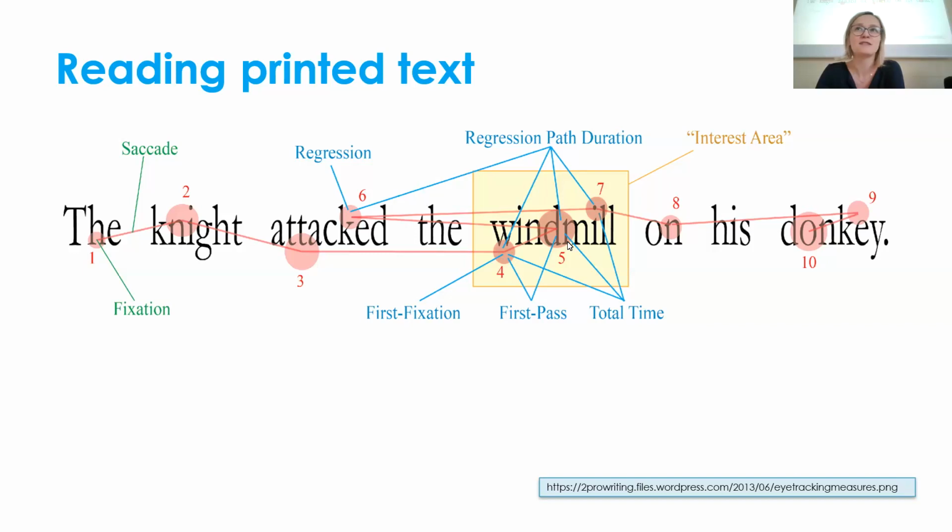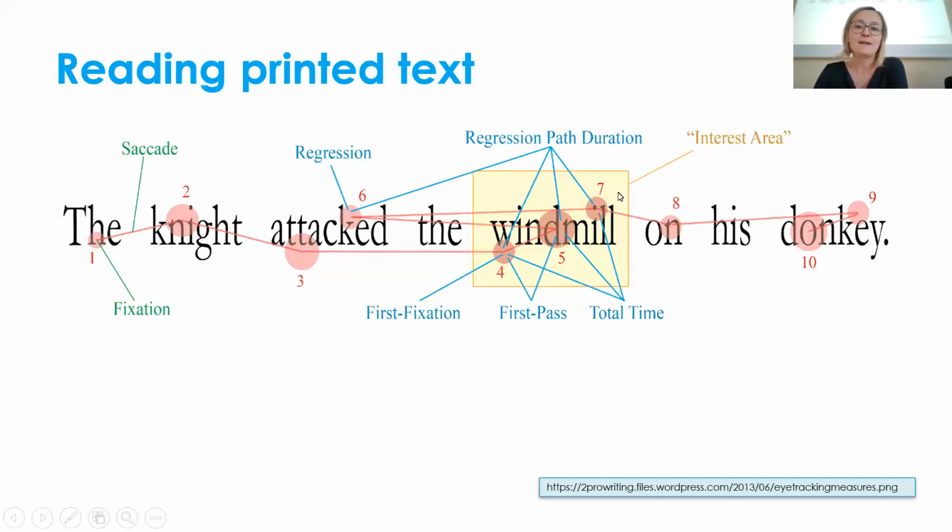They're processing, they're trying to understand, and then they go back. So they make a regression. So this backward saccade, right? And this fixation number 6 is a result of this regression. So now they reread the word attack, they go back to windmill.